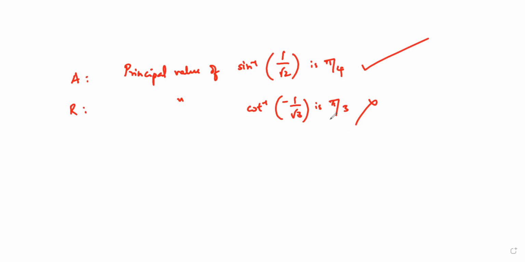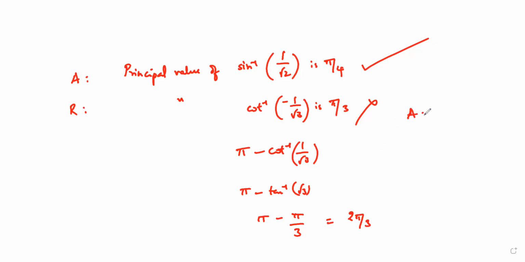So what will we get here normally? Cot inverse of minus 1 by root 3 is pi minus cot inverse of 1 by root 3. So I can say pi minus tan inverse of root 3. Tan inverse of root 3 is how much, sir? Pi minus 60 degrees, pi by 3. So I will get 2 pi by 3. So A is true, R is false. Right? Yes, sir. Next, sir.